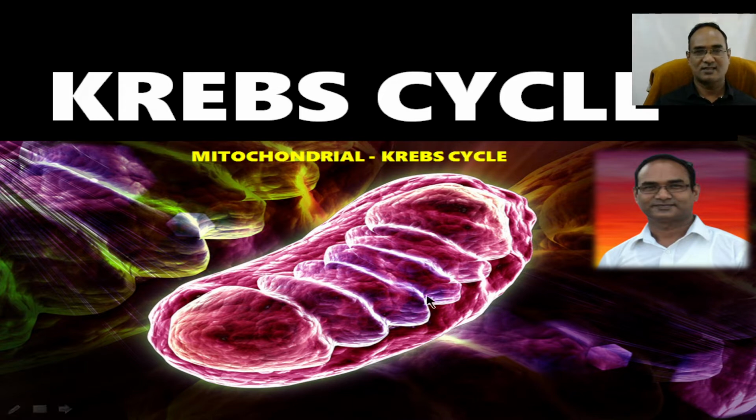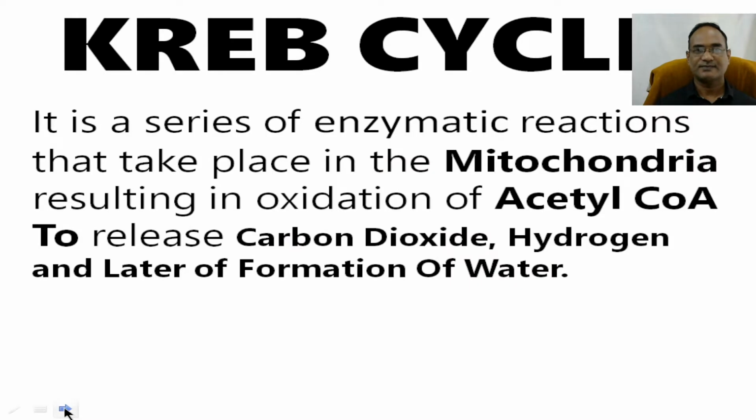Let us discuss one by one. The Krebs cycle is nothing but a series of enzymatic reactions that take place in the mitochondria, resulting in the formation of acetyl CoA to release carbon dioxide, hydrogen, and later on the formation of water. This complete process we call the Krebs cycle.